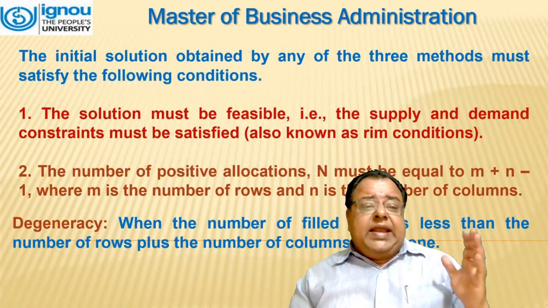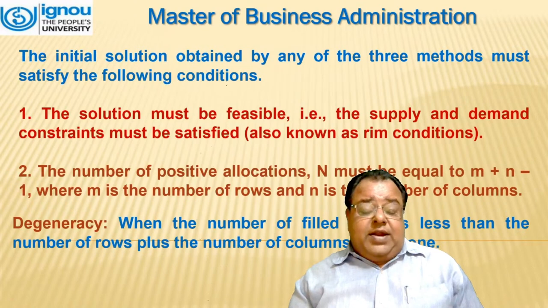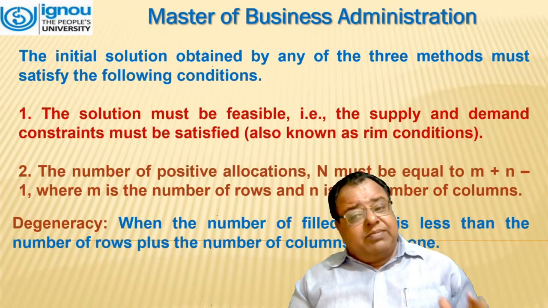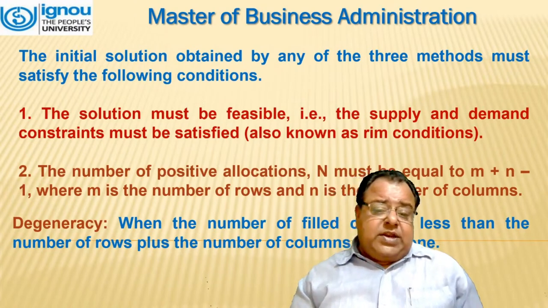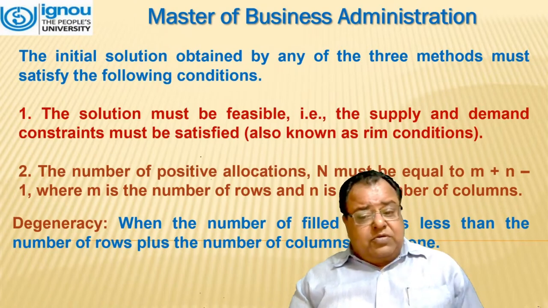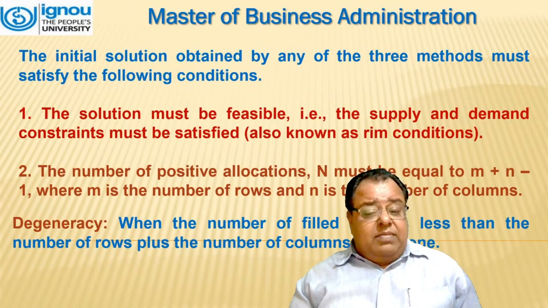The initial solution obtained by any of the three methods must satisfy the following conditions. The solution must be feasible, that is, the demand and supply constraints must be satisfied, which is also known as rim conditions. The number of positive allocations must be equal to m plus n minus 1, where m is the number of rows and n is the number of columns. Degeneracy: when the number of allocated cells is less than the number of rows plus the number of columns minus 1.